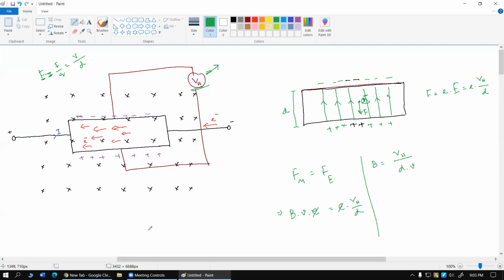Where will the speed of the electron come from? This is actually what we learned in O Levels, the drift velocity equation or electron transport equation. Remember this one, I equals n A v q. Remember this equation? Yes, sir. What was n?